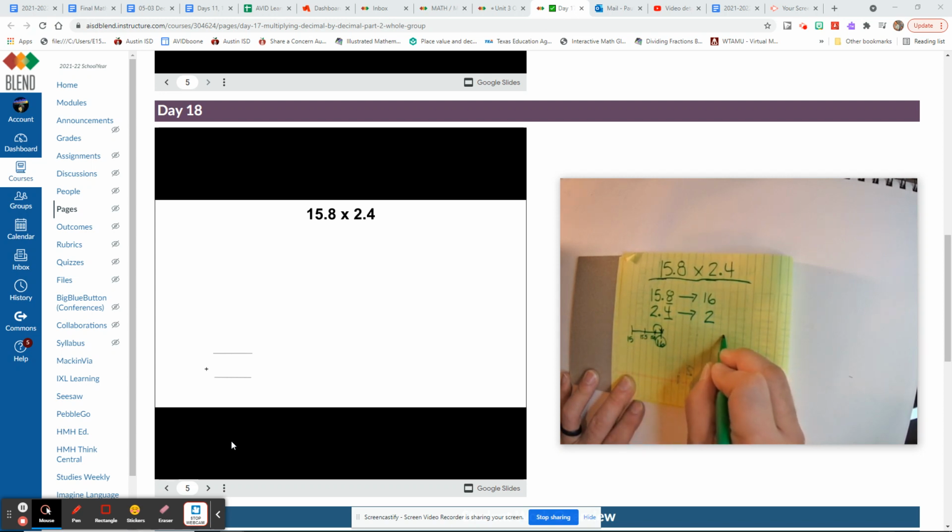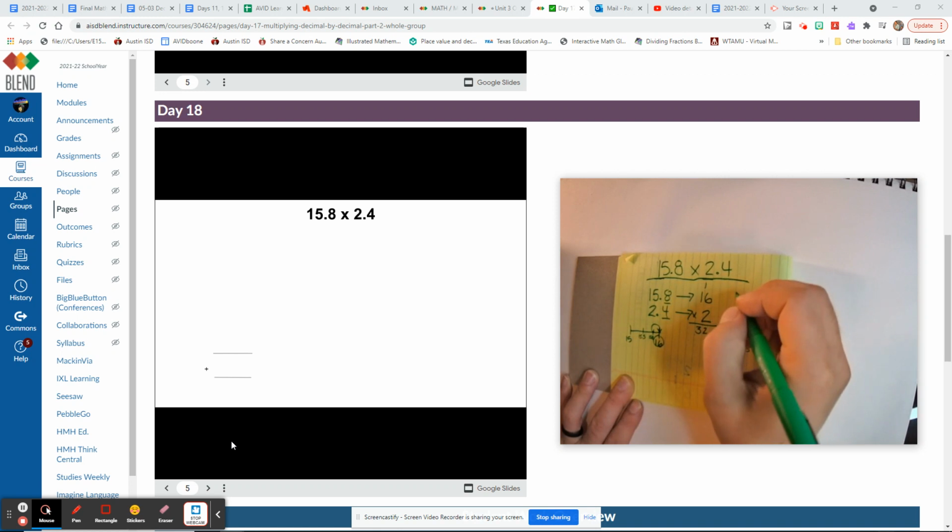And then 2 and 4/10 is somewhere between 2 and 3. If here's 2 and 5/10, then 2 and 4/10 is over here, which is closer to 2. So for our estimate, 16 times 2: 2 times 6 is 12, carry the 1, 2 times 1 is 2, plus 1 is 3. So our estimate is somewhere around 32.